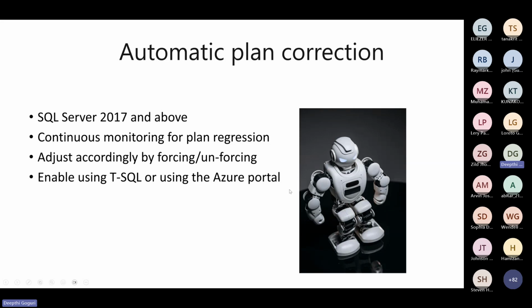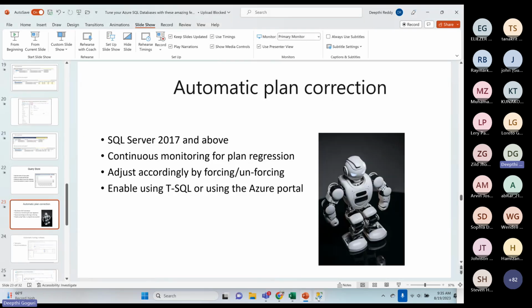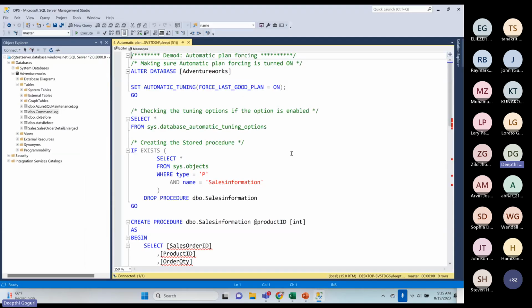Now, how does it actually work in reality? I will show you in my demo how automatic plan correction works in Azure. Again, automatic plan correction is always turned on in Azure SQL Database, but I would like to show you how to enable it on your Enterprise Edition if you are on-prem. Again, it is not available in any other edition. It is only available in Enterprise Edition, and it is automatically turned on if you are using Azure SQL Database.